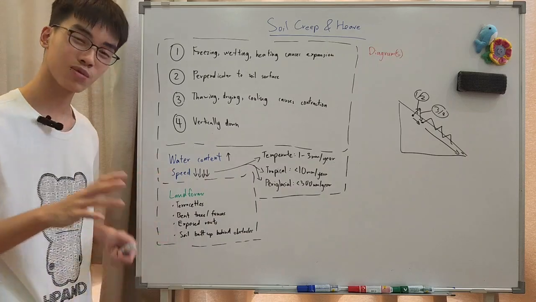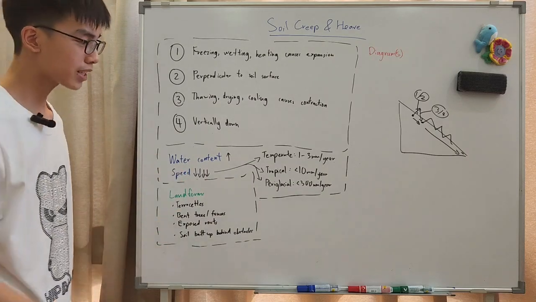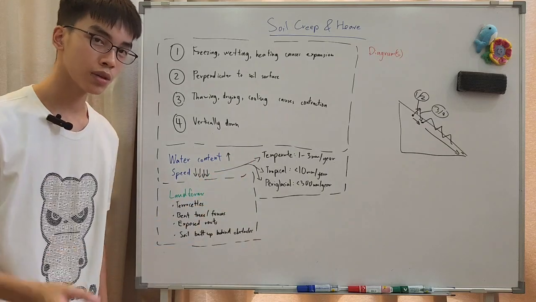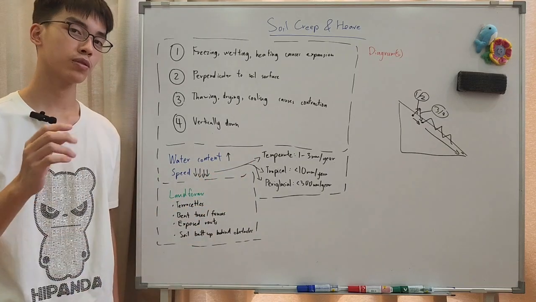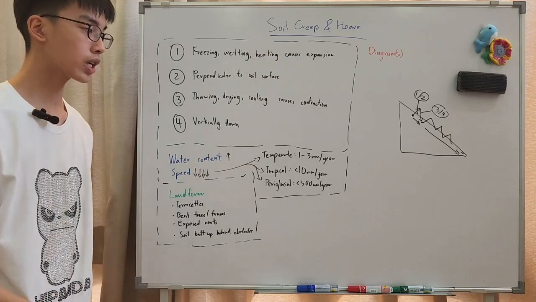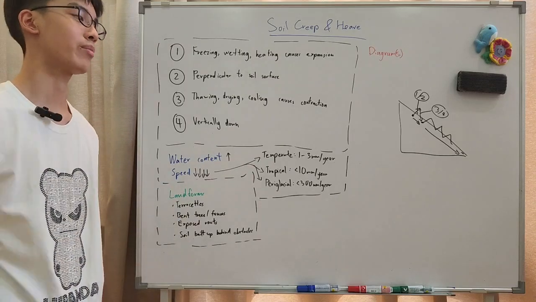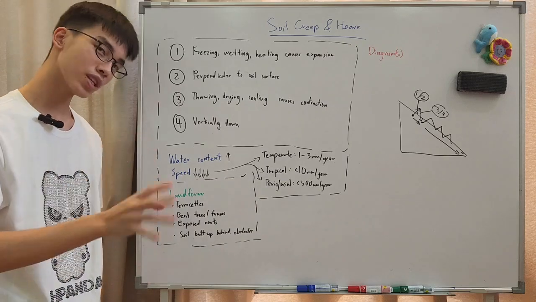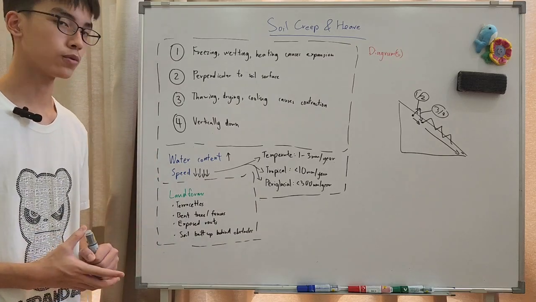The speed wise, it's really slow. That's why I put so many arrows. As you can see over here, in temperate areas, it only moves 1 to 3 millimeters a year. In tropical areas, it's up to 10 millimeters a year. And in periglacial areas, where the rate is the fastest, it's only up to 300 millimeters a year. So it's really slow, and it's the slowest of all mass movements.